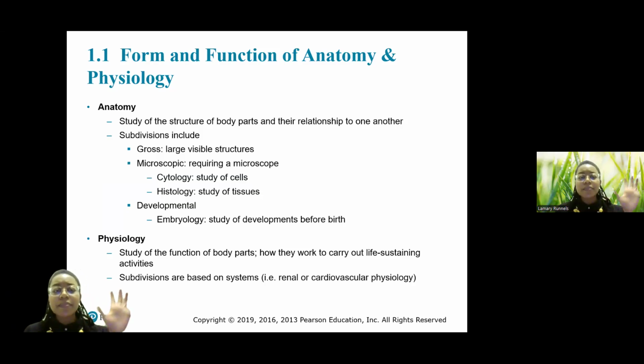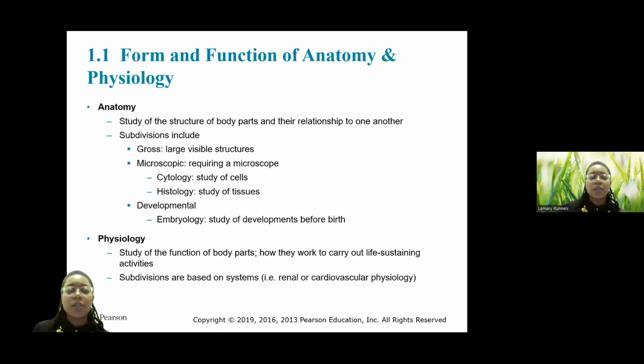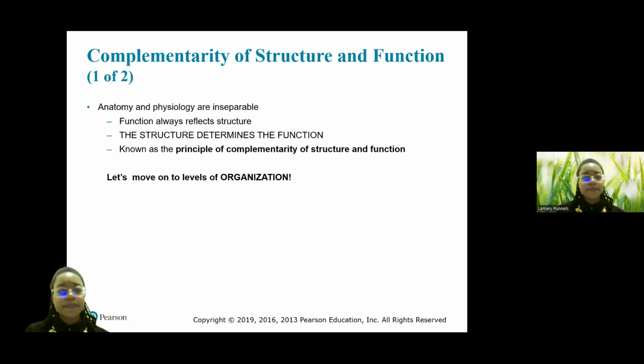Anatomy specifically has some subdivisions. It has gross, microscopic, and developmental. Gross is just your large visible structures. Microscopic is what you can see underneath the microscope. The study of cells is cytology, and the study of tissues is histology. Studying how an embryo develops from the womb to birth is the study of embryology. And for physiology, its own subdivisions are more systems based, like the cardiovascular system, the nervous system, things like that.